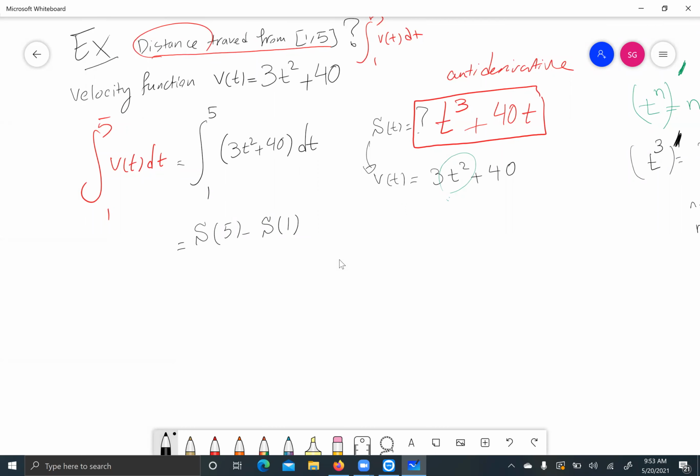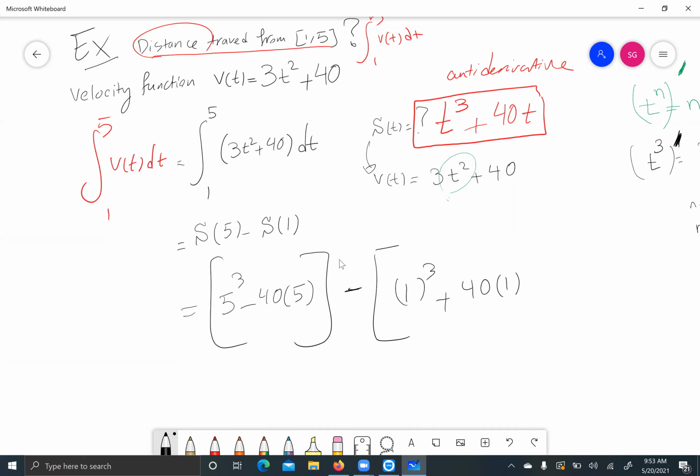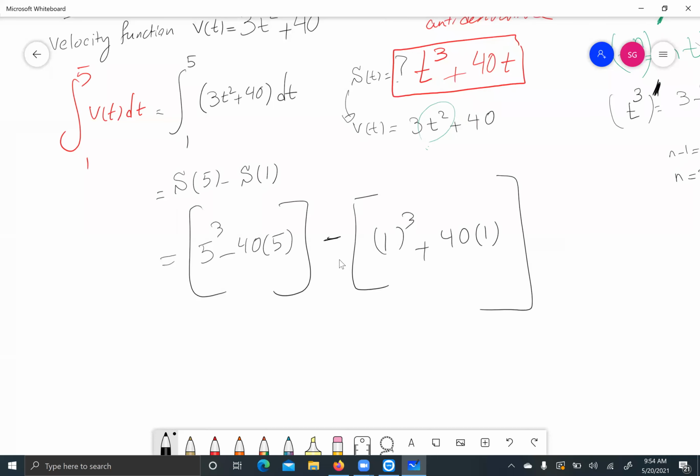So we need to evaluate s at 5. Okay, so it's going to be 5 cubed minus 4t times 5. That's going to be s of 5 minus s of 1. s of 1 is going to be 1 cubed plus 4t times 1. And then you can just simplify this in order to find the answer.